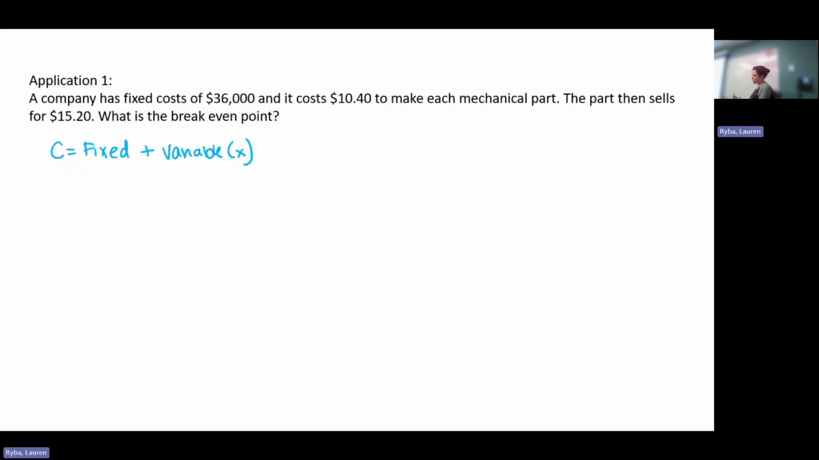Okay, so there's fixed costs involved in having a company. So things like rent for your building, employee salaries, stuff like that. Those are costs that are going out that are fixed each month. Your variable cost then is how many parts you're making. So your cost equation here is going to be 36,000 plus $10.40 X, because each additional part is another $10.40.